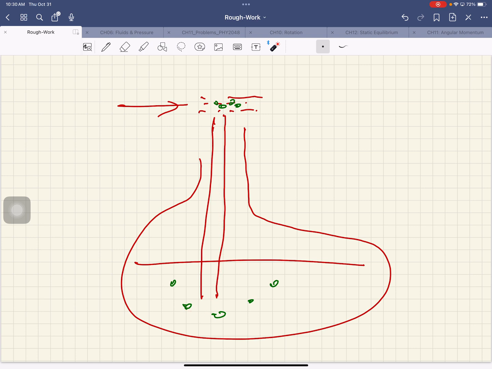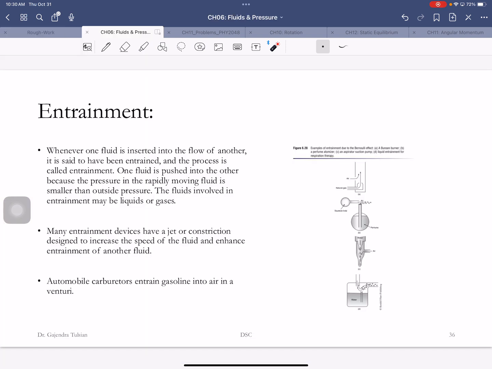Now you might have seen this if you've done chemistry labs. You've used a Bunsen burner. Here's natural gas flowing at a speed. So natural gas is flowing, and the pressure in the natural gas is lower, and air gets in. And now air and natural gas will burn together. So we use entrainment of one fluid into another by using that phenomenon.